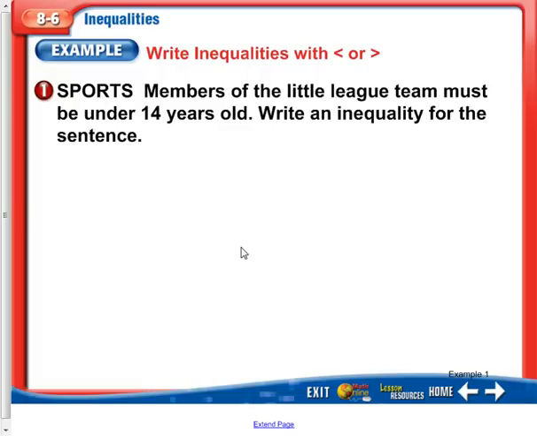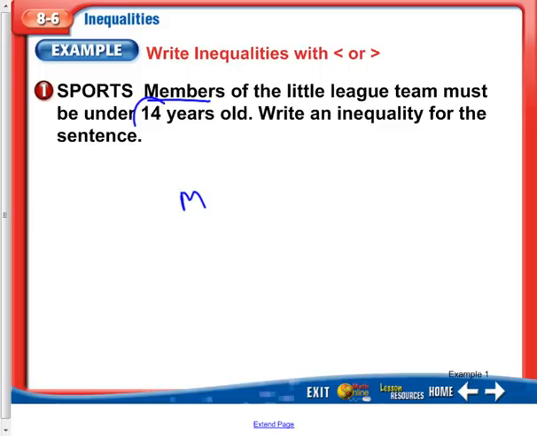In lesson 8-6, we will be writing and solving inequalities. Members of the Little League team must be under 14 years old. Write an inequality for the sentence. So members of the Little League team, I'm just going to use the letter M for that. Members of the Little League team must be under 14 years old.